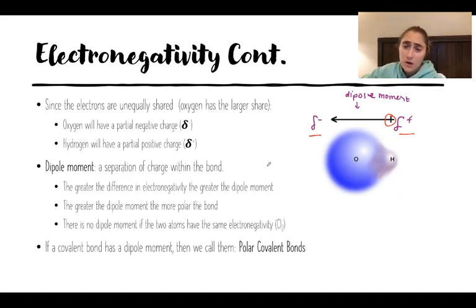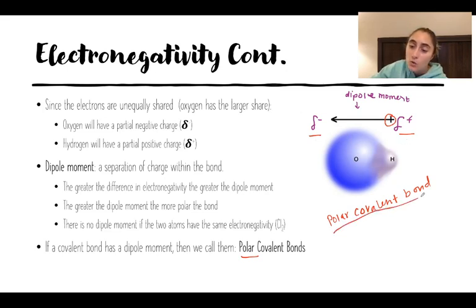As we start to talk about polarity here, covalent bonds that have dipole moments are called polar covalent bonds. So this is a covalent bond, two nonmetals, but it is also a polar covalent bond because it has a dipole moment. It's creating an uneven or unequal distribution of electrons, and it's making one side more negative and one side more positive. So we call this a polar covalent bond. We're adding another word to our vocabulary to describe this particular compound.